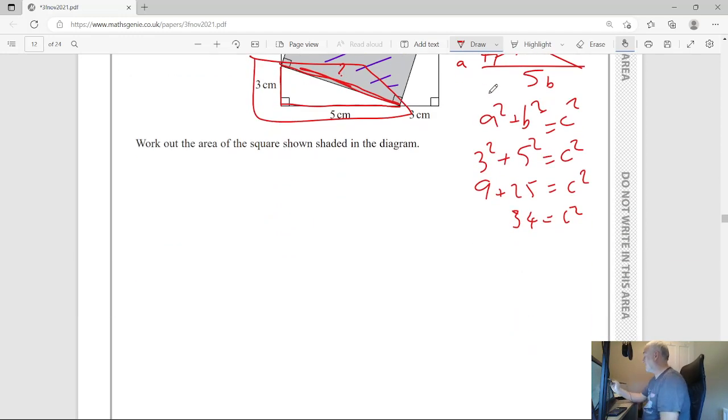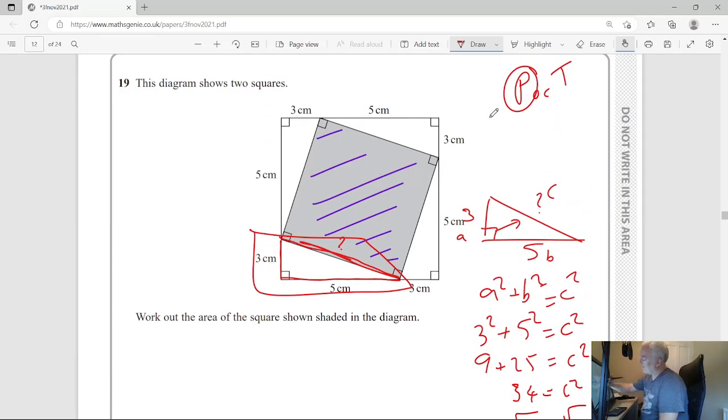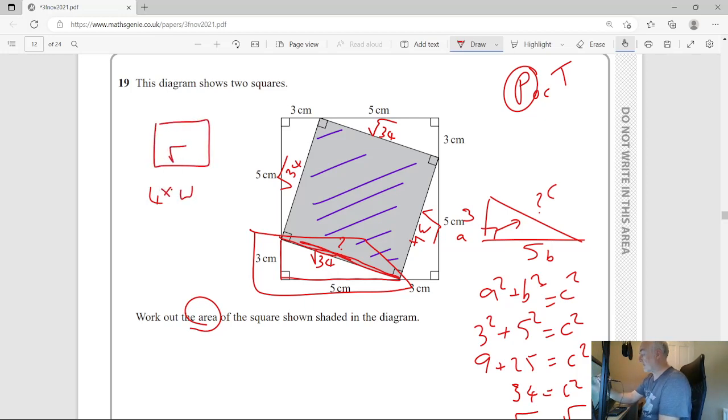Okay, so I need to know the square root of both sides. So C is going to equal the square root of 34. Okay, so let's go back up to my square. We know that's the square root of 34 because it's a square. That's the square root of 34. That's the square root of 34. And we've now calculated that's the square root of 34. Remember, we want to work out the area. So we're going to do length times width. And we've got the square root of 34 times the square root of 34.